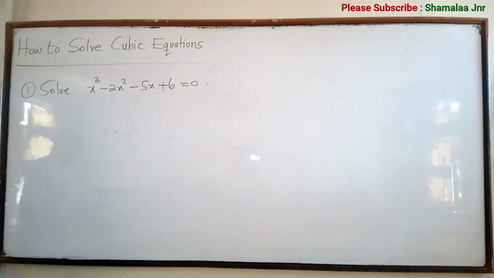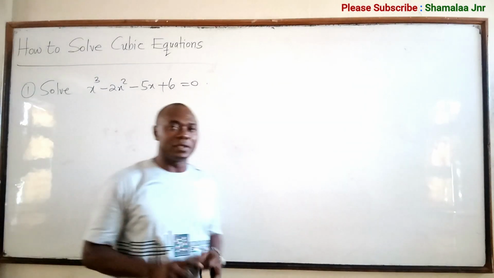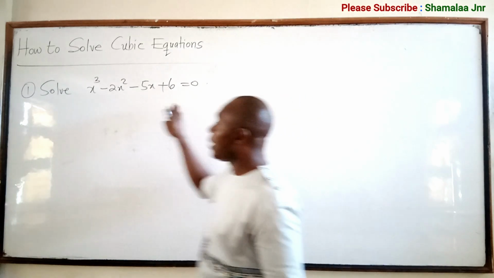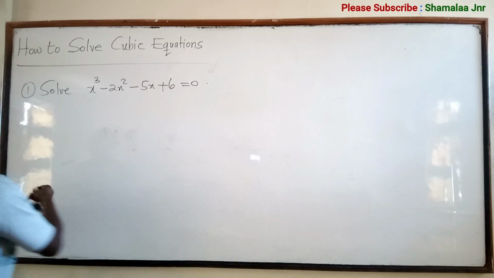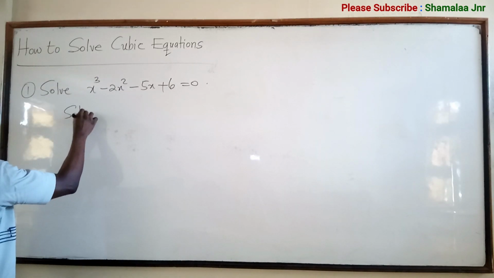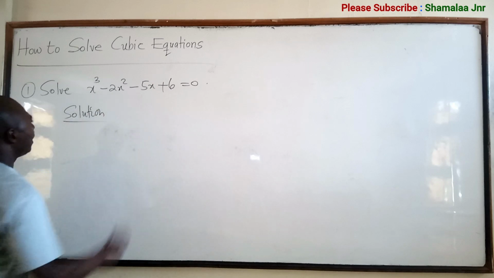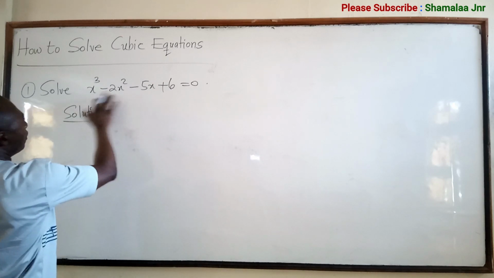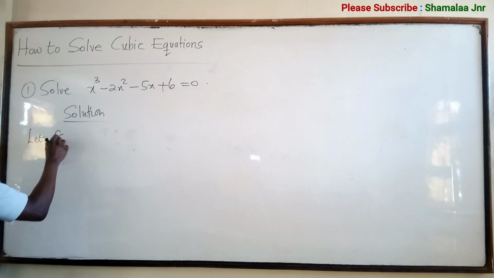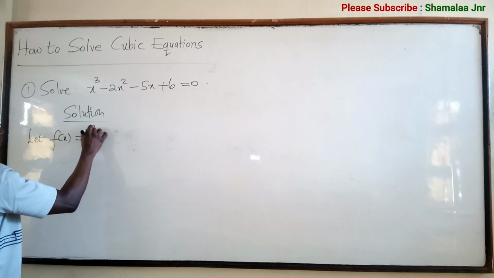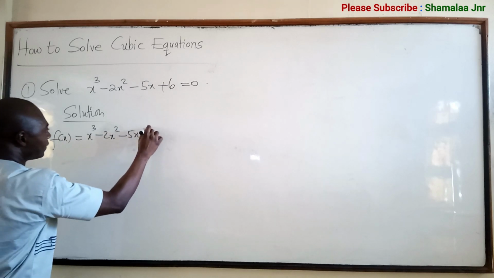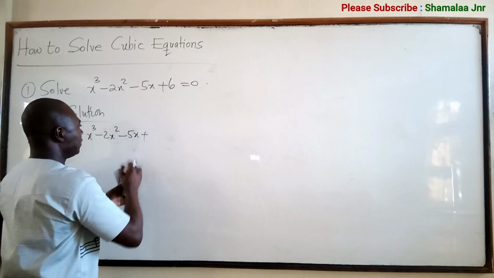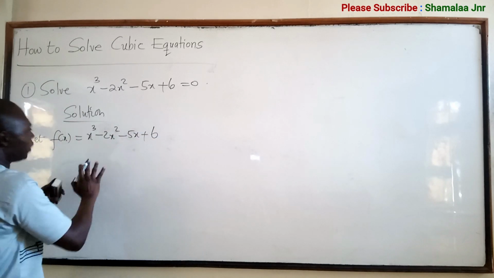You can do something like this. x cubed minus 2x squared minus 5x plus 6 equal to 0. When you are given something like this to solve, how do you go about it? Viewers, now look on the board. Solution. First of all, let f of x be equal to x cubed minus 2x squared minus 5x plus 6. So the equation has been made a function.